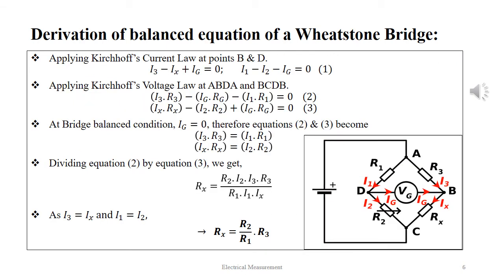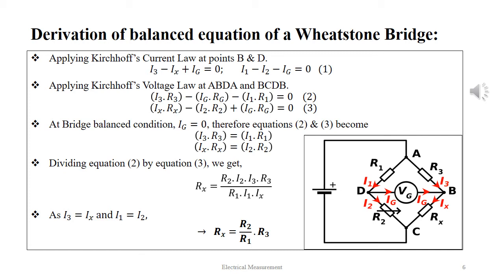Applying Kirchhoff's current law at points B and D, we get I3 minus Ix plus Ig equal to 0 and I1 minus I2 minus Ig equal to 0. The entire expression is marked as equation 1. Applying Kirchhoff's voltage law at ABDA and BCDB loops, we get I3 R3 minus Ig Rg minus I1 R1 equal to 0 as equation 2 and Ix Rx minus I2 R2 plus Ig Rg equal to 0 as equation 3.